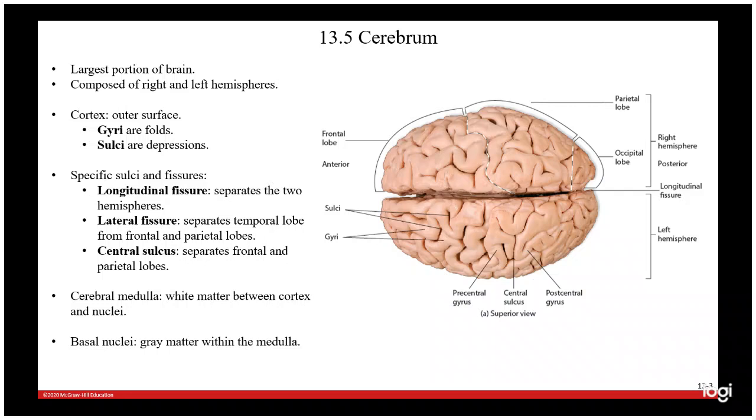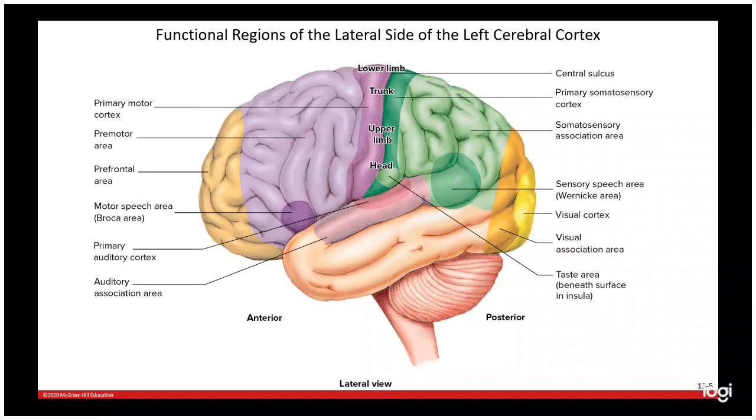So the longitudinal fissure is that big long one that goes down the middle. Lateral separates temporal from frontal and parietal lobes. Again, if you're struggling with any of this, please go back to your lab 1 practical. So none of this is new. Okay. Also should have been with your lab 1 practical.